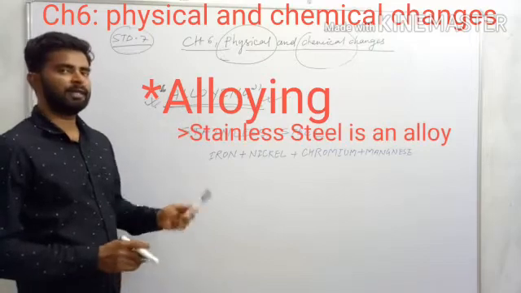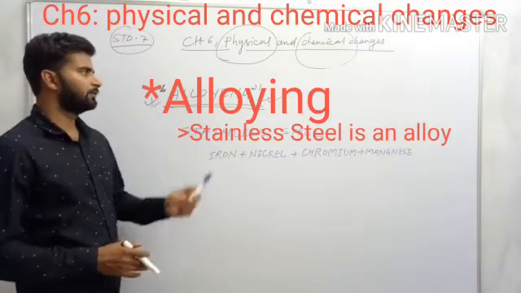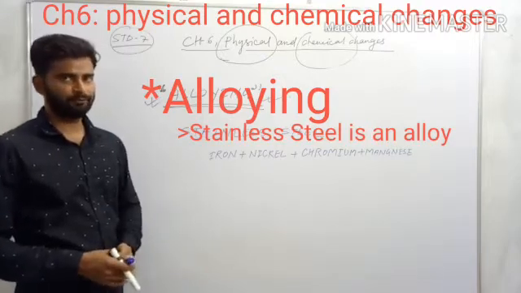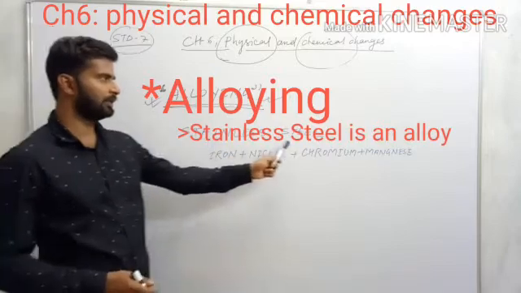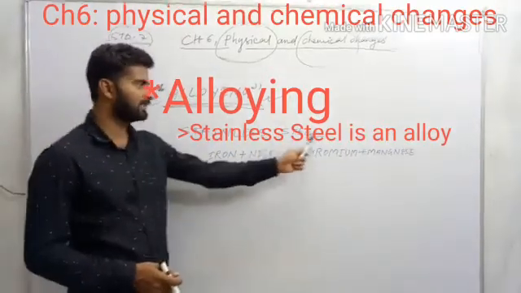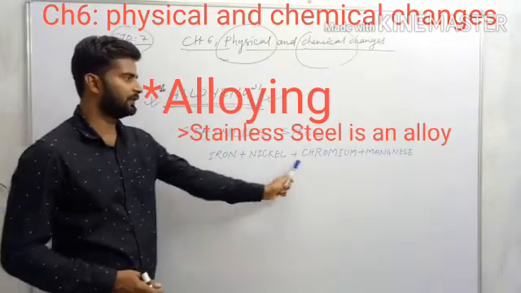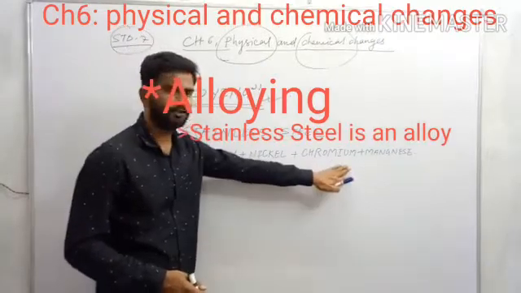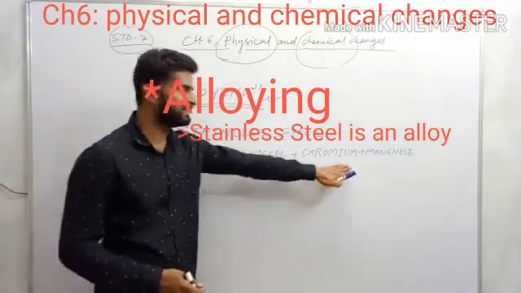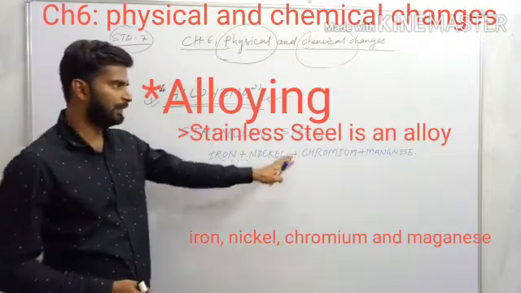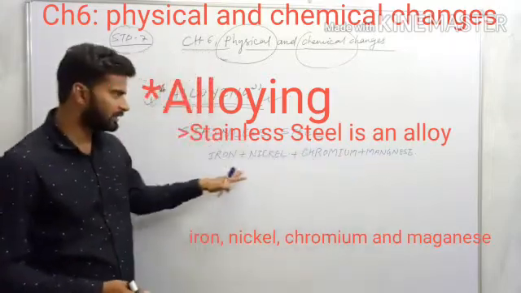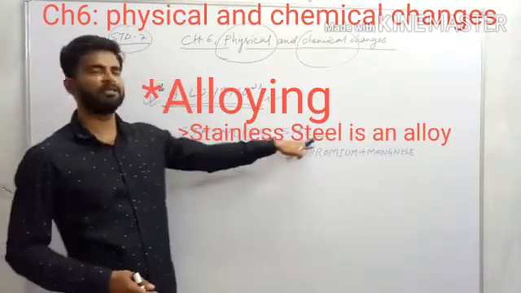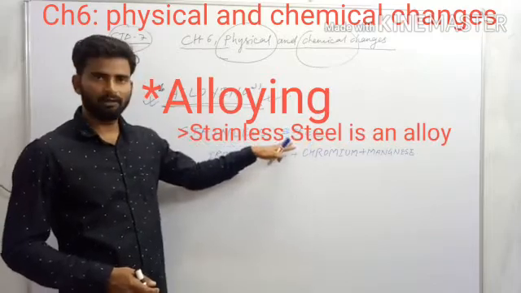In this process, iron is mixed with other metals to form a different substance, like stainless steel. Stainless steel is an alloy of different types of metals, such as iron, nickel, chromium and manganese. If we use all these metals, we form stainless steel. Stainless steel is corrosion resistant and durable.